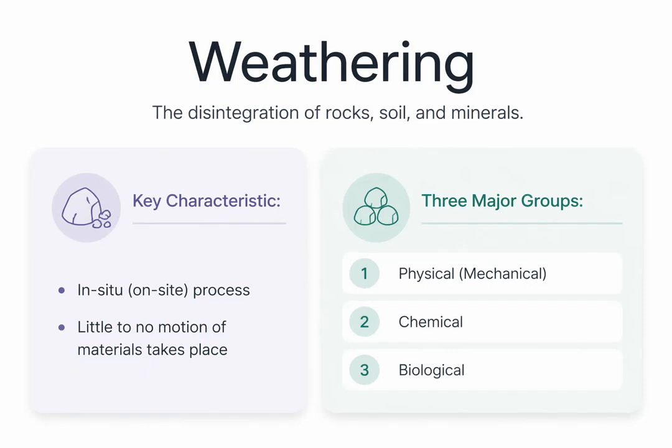Let us focus specifically on weathering. Weathering is the disintegration of rocks, soil, and minerals. The most important characteristic to remember here is that weathering is an in situ, or on-site process. This means the rock breaks down right where it sits, with little to no actual movement of the material. Once the material is carried away, that becomes erosion. Weathering itself is categorized into three major groups: physical, chemical, and biological, which often work hand in hand.